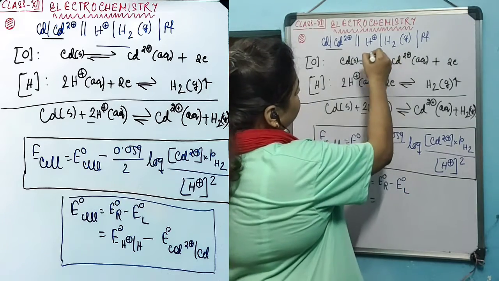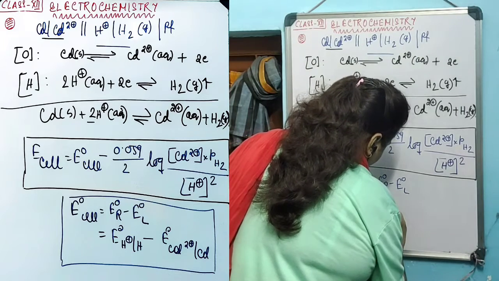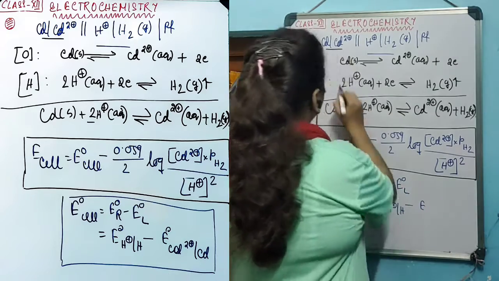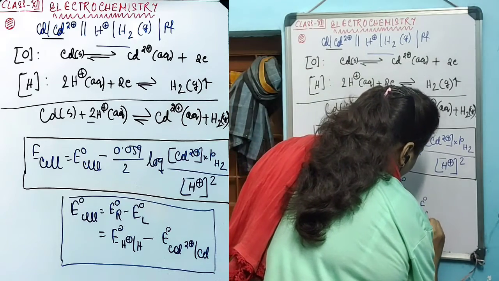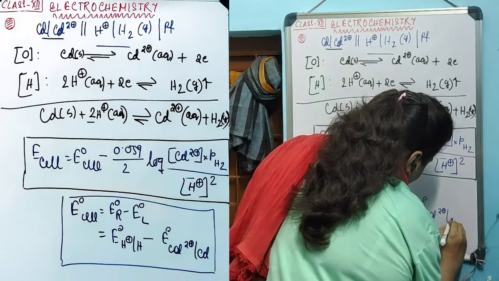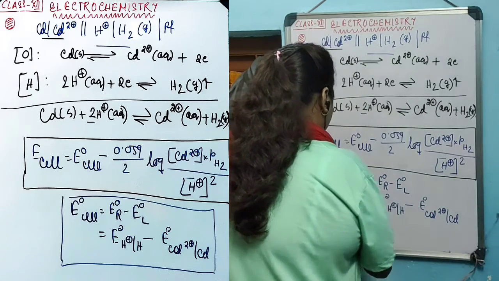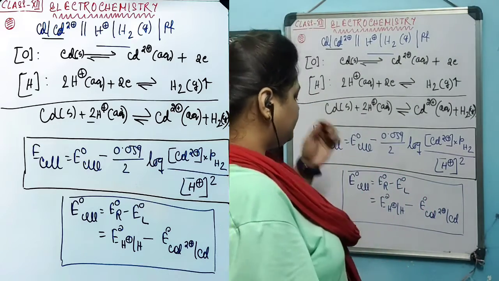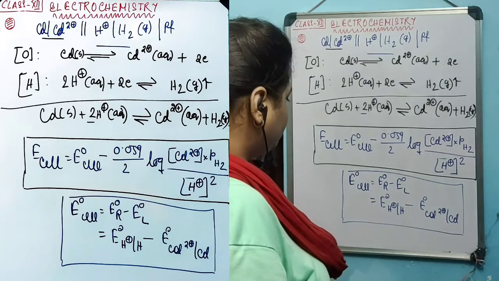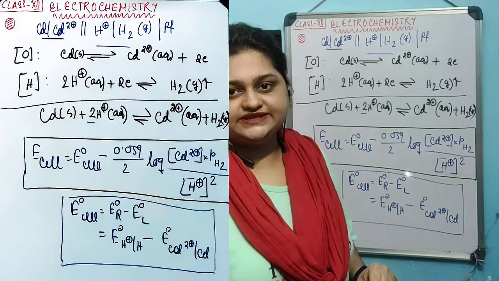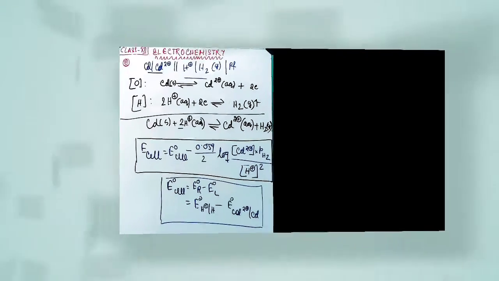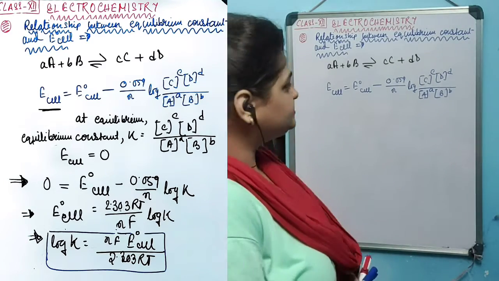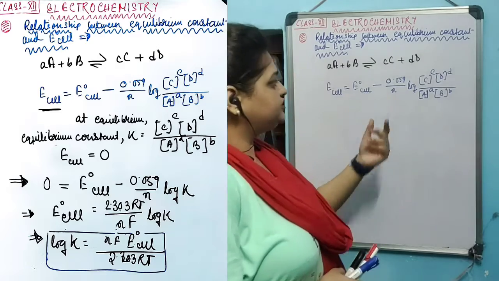In the right hand side electrode, this is the cell reaction that is happening: E naught of H+ by hydrogen, minus, in the left hand side, this is the oxidation that is happening, that is cadmium 2+ by cadmium E naught. This is the E naught cell expression by which we can calculate the standard electrode potential value for the overall cell reaction of this galvanic cell. We already have studied that for this kind of generalized galvanic cell reaction, the Nernst equation can be represented by this.